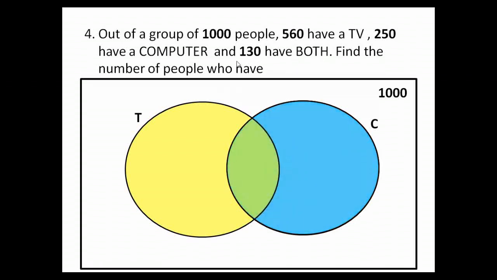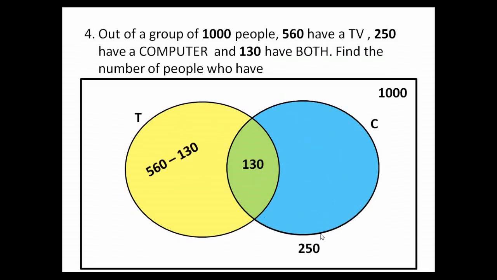And people who have both computer and TV is this part, the intersection part, we can say 130. Now this entire number of people have TV, but this region includes TV as well as computers. So if I want to find out the number of people who have only TV, we can subtract 130 from 560 to get this region, right? To find out the people who are having only TV.